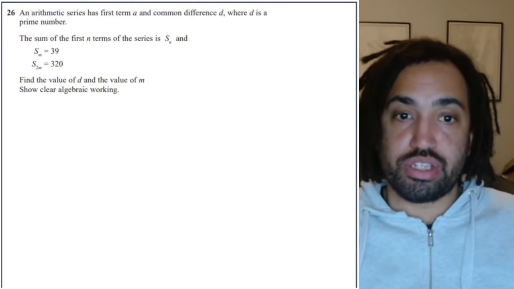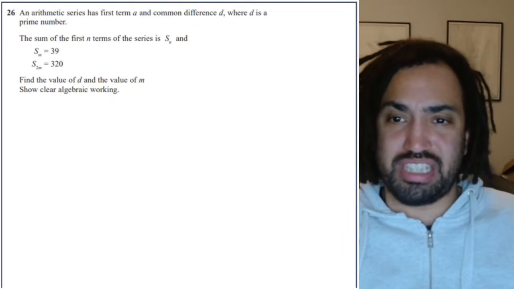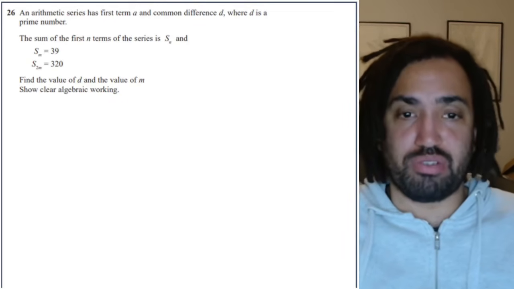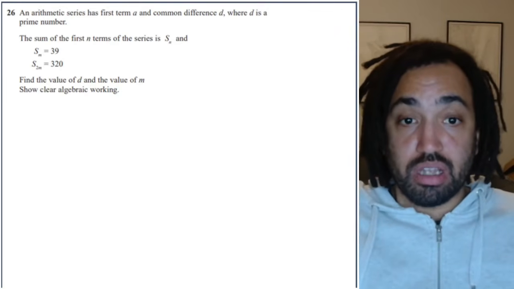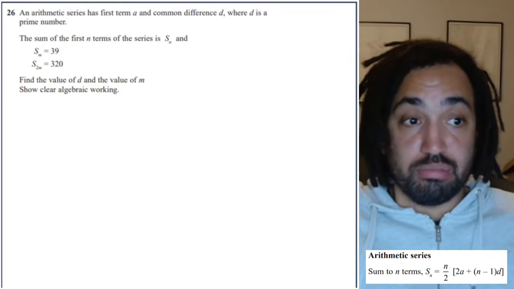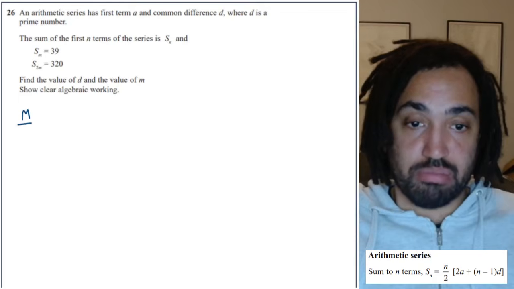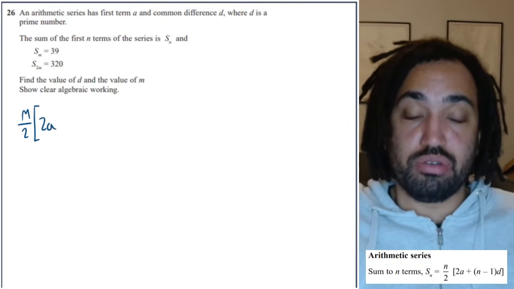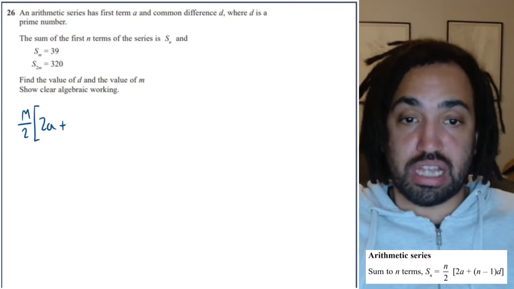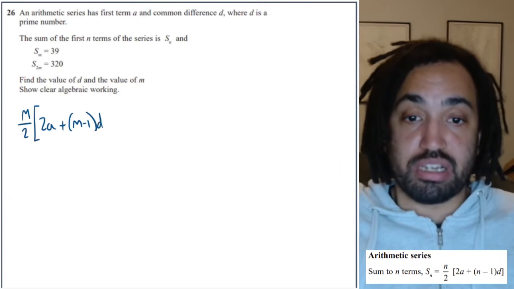Okay, next question, and it looks a bit tricky because it tells us that d is a prime number. Why is that relevant? We'll find out. And it's got all this horrible notation, but essentially the sum to m is 39. So how do we write that? Well, the sum is the position, which in this case is m, over 2, and then 2 times a plus the position minus 1, which is m minus 1, times by d, and we're told that's equal to 39.